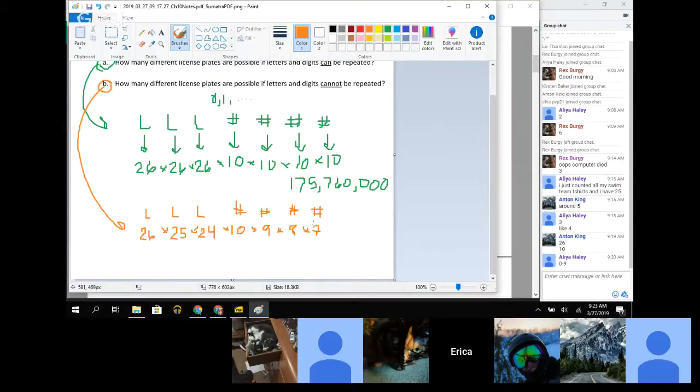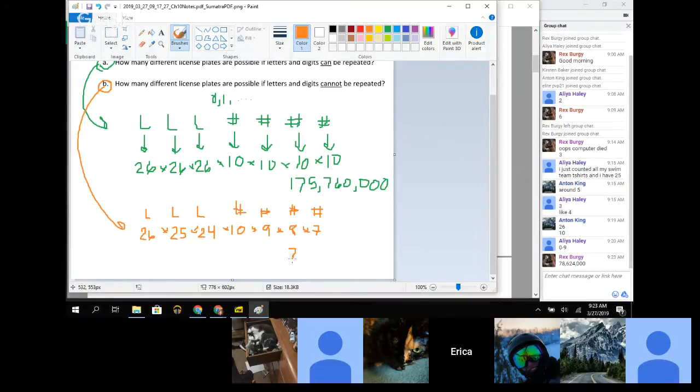you end up getting, there you go, Otto, 78,642,000 different combinations of license plates. So by repeating letters and numbers in your license plate, you more than double the number of combinations that are available, right? More than double the number of combinations by letting repeating digits.